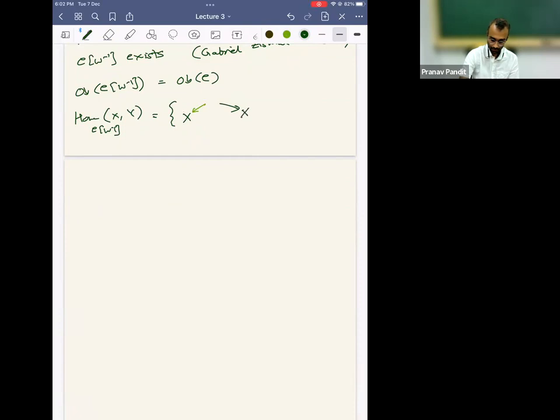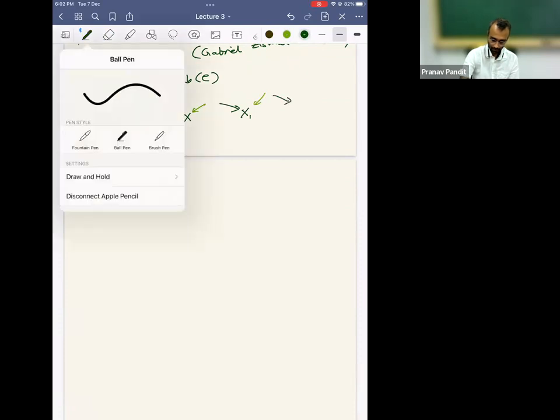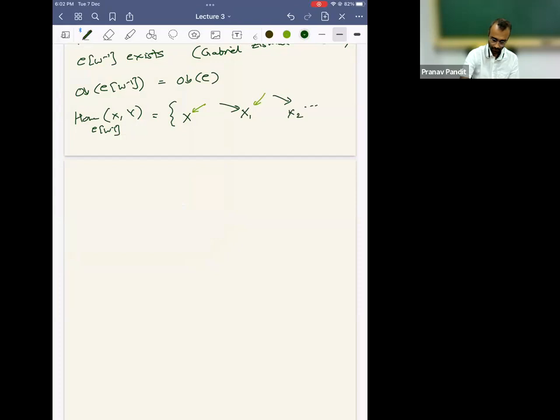So you have X, X1, all the way up to Y, which is the last one. So you go all the way up to Y, and the backward arrows are all in W, so W1, W2, and so on. So you write a zigzag like this.